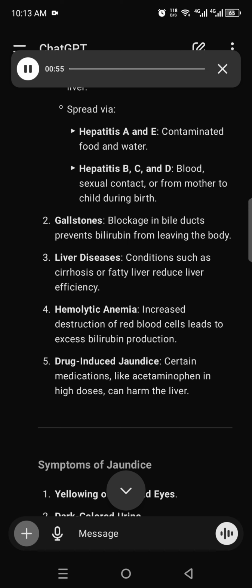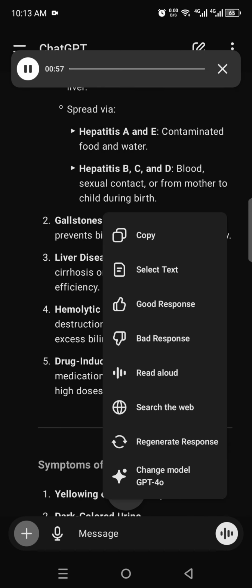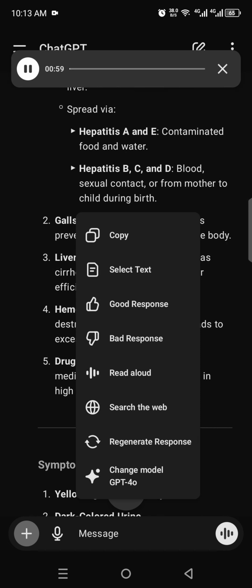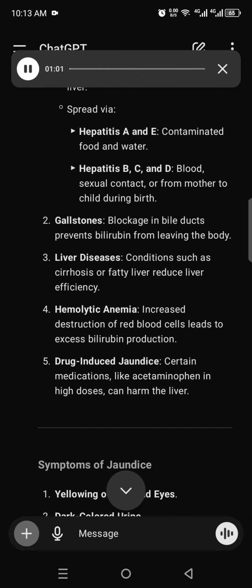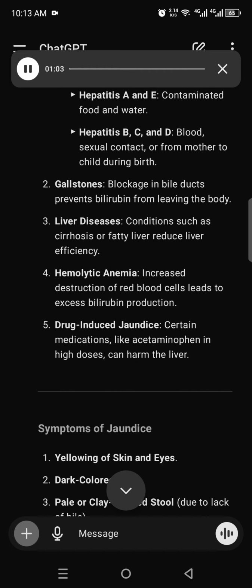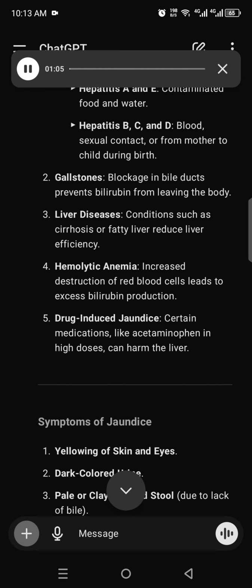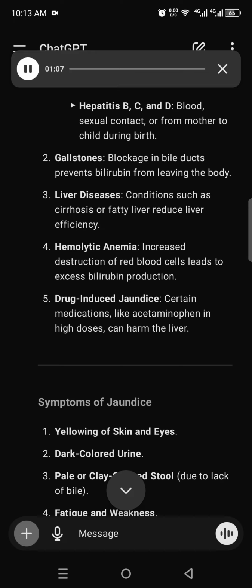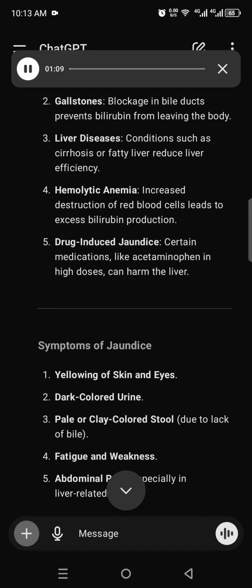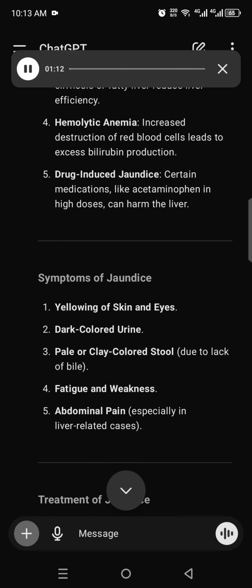3. Liver diseases. Conditions such as cirrhosis or fatty liver reduce liver efficiency. 4. Hemolytic anemia. Increased destruction of red blood cells leads to excess bilirubin production. 5. Drug-induced jaundice. Certain medications, like acetaminophen in high doses, can harm the liver.